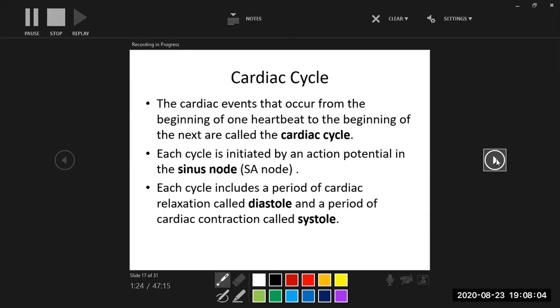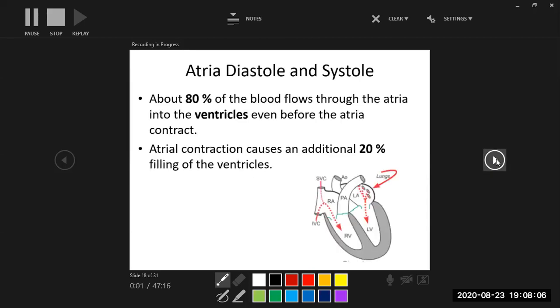Here, the cardiac cycle. So the cardiac cycle begins with the atrium. Remember, in the EKG, P, Q, R, S, and the T. So it's a P. P is the beginning of everything. And P is the atrium depolarization, so atrium contraction. So let's start by talking about the atrium.